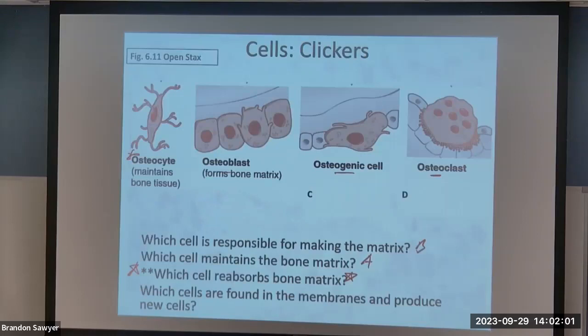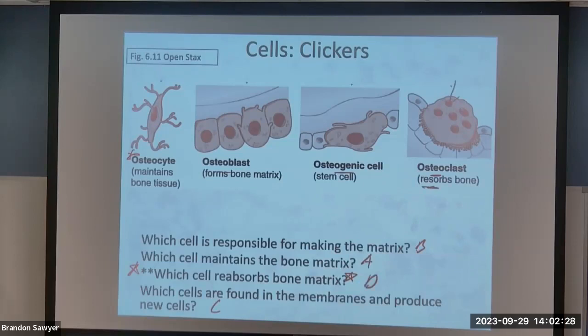We'll talk about another membrane on the inside of the cavity of bone, the endosteum, and also the one on the outside that we already talked about, the periosteum. That's where we're going to find those osteogenic cells. Finally, osteoclasts are the ones that resorb bone, or break down bone, so that one is D.